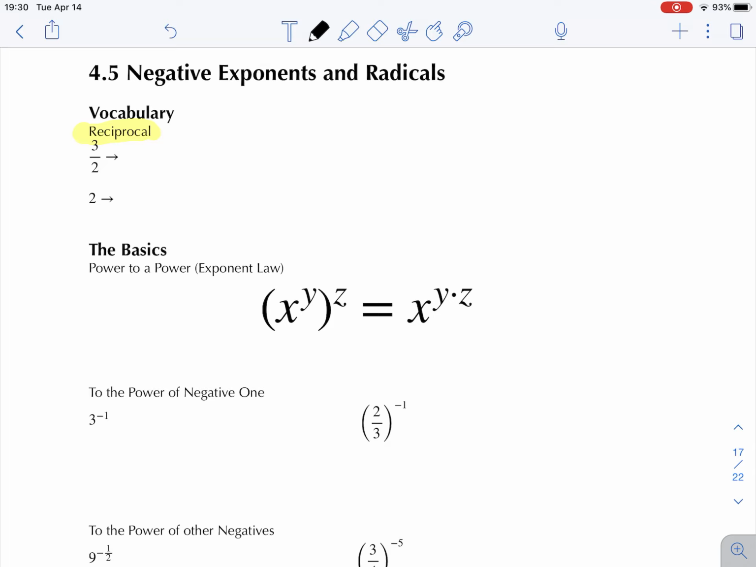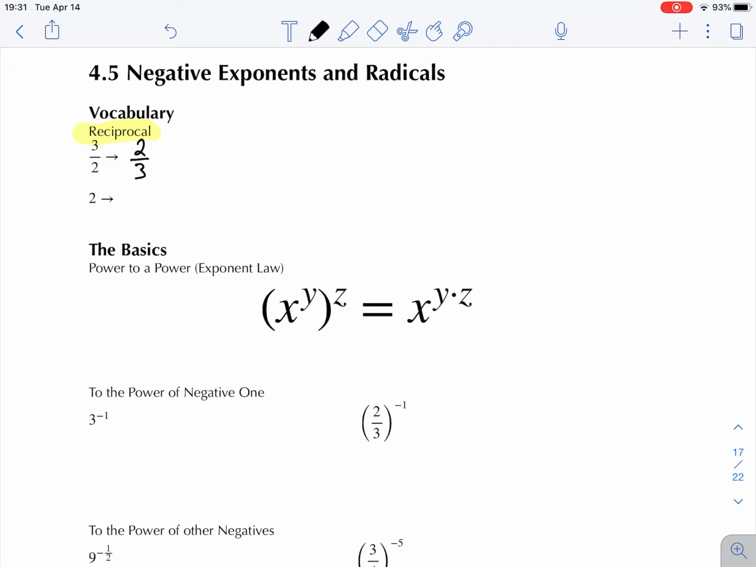We need to remember what a reciprocal is. If you go back into elementary math with fractions, you know that a reciprocal is just a fraction that has been switched around. So the reciprocal of 3 over 2 is 2 over 3. When we multiply a fraction by its reciprocal, we end up with 1 as our answer. 6 over 6 is 1. So the reciprocal of 3 over 2 is 2 over 3. You just swap the numerator and the denominator.